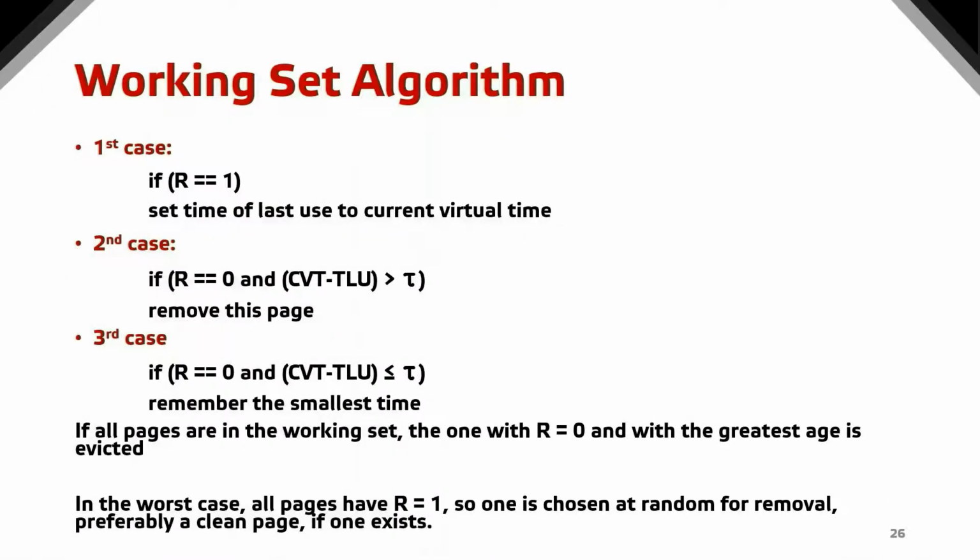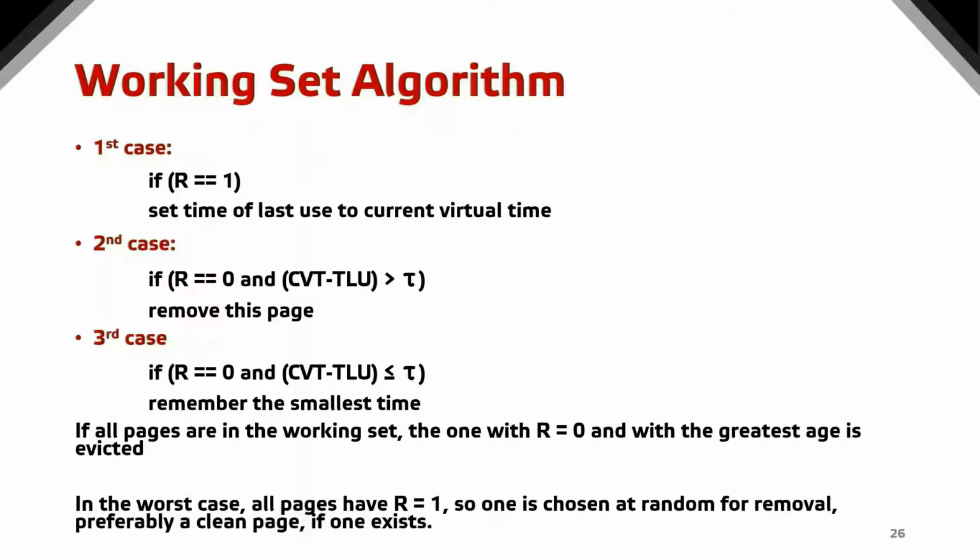Speaking about the working set algorithm, when observing the pages, the following situations may occur. If the R bit is equal to 1, we set the time of last use to the current virtual time. If the R bit is equal to 0 and the difference between the current virtual time and the time of last use is larger than tau, then we remove that page. But if the difference between the current virtual time and the time of last use is less than or equal to tau, then we remember the time of last use of that page and store it until the end.